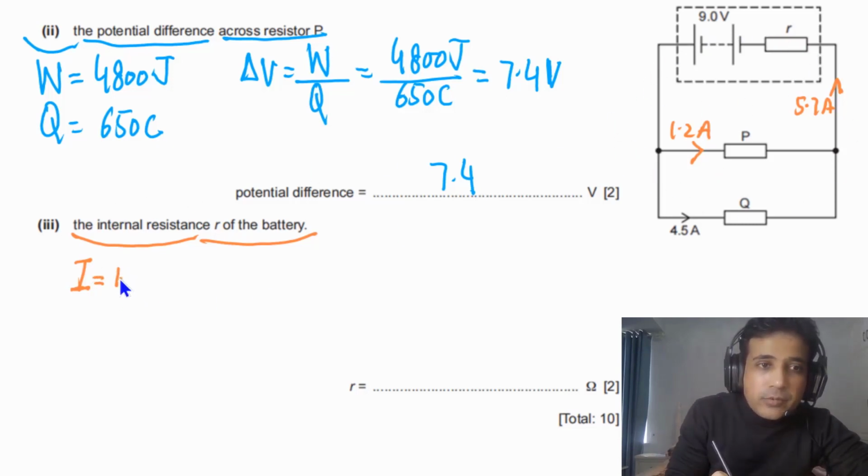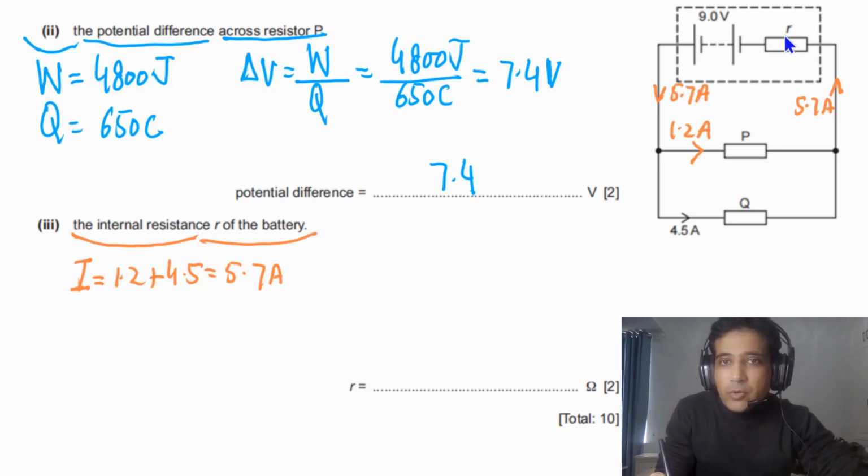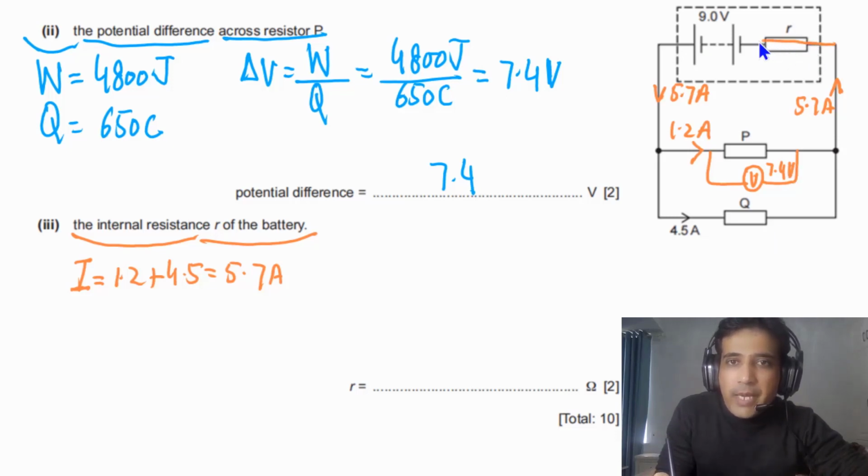So we can say here we have 1.2 amps plus 4.5 amps, and total current in the circuit is 5.7 amps. And also the current leaving the battery has to be the same, so this is also 5.7 amps. Now we need to calculate the value of this resistance, and we have the potential difference across this resistor. If we connect our voltmeter here, let's say this is voltmeter V1, the reading on this one will be 7.4 volts, and we can use this loop now and calculate the value of R. So we will take this loop.